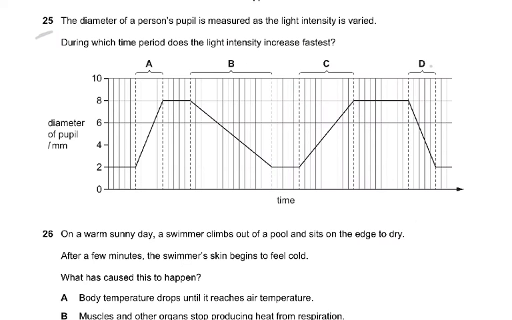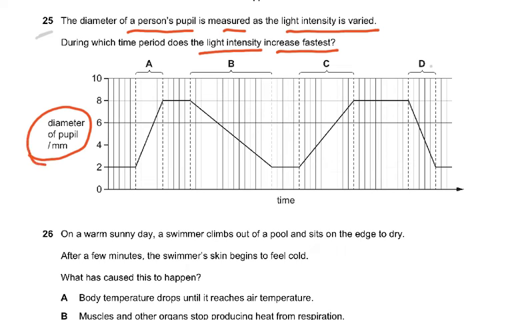Question number 25. The diameter of a person's pupil is measured as the light intensity is varied. During which time period does the light intensity increase the fastest? You see, if the light intensity increases, what is going to happen to the pupil size? The diameter of the pupil is going to decrease. So, okay, let's see where are the decreases. In A, there is not a decrease, there is an increase. In B, there is a decrease.